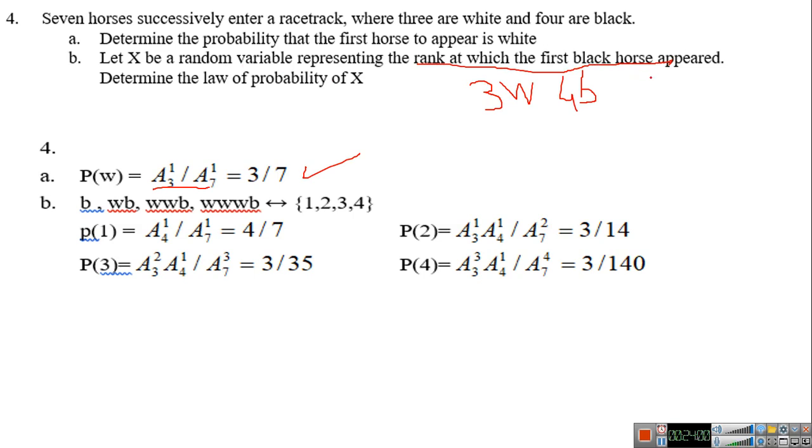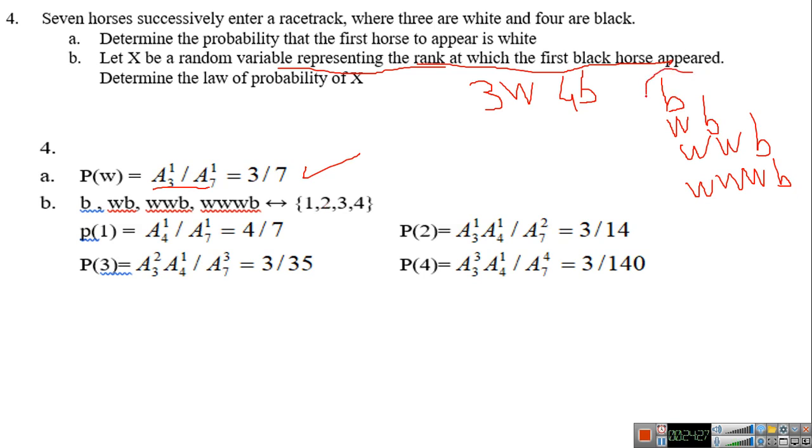The first black horse appeared. Let X be the random variable representing the rank at which the first black horse appears. So you're going to tell me I may get the black horse the first time. One tells me I can get white then black. One can tell me I get white. I want to put all possibilities, then black and white, white, white, black. Because I have 3 white, so either 1 or 2 or 3 or 4.